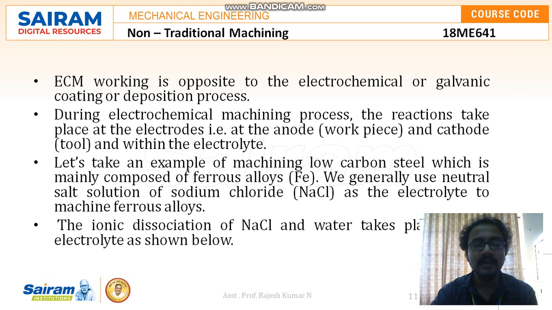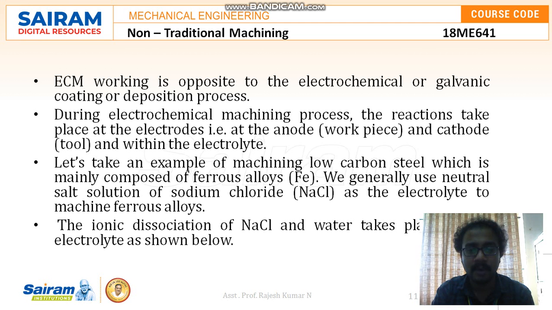As we are aware, the electrochemical machining process is opposite to the electrochemical or galvanic coating or deposition process, because during electrochemical machining the reactions take place at the electrodes, that is at the anode, in other words the workpiece, and at the cathode also, and within the electrolyte all these things take place.